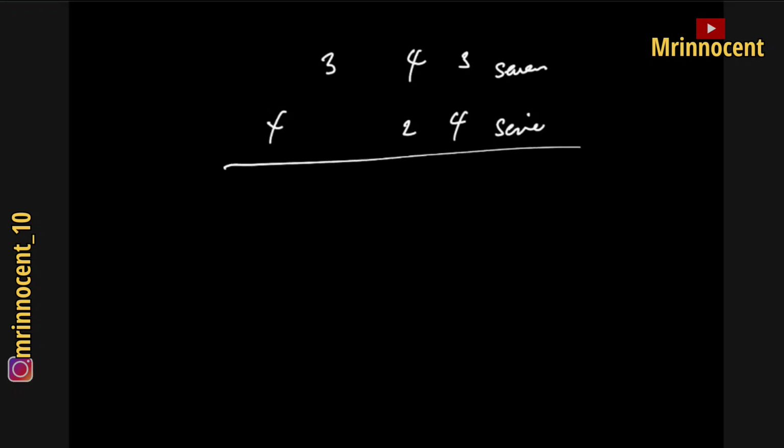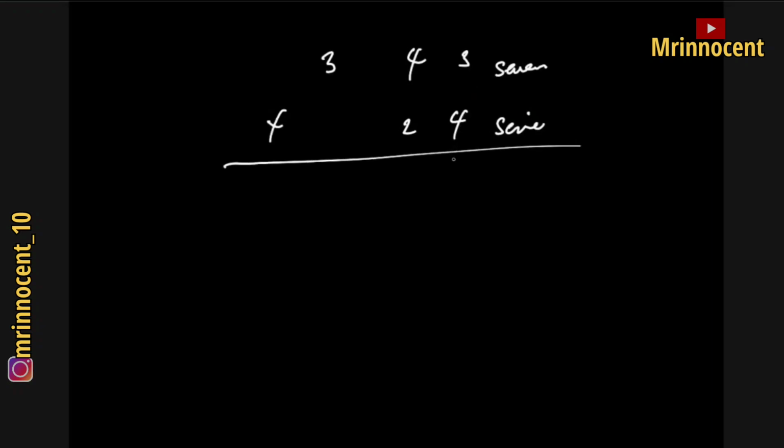Let's look at more examples. We have 343 in base 7 multiplied by 24 in base 7.